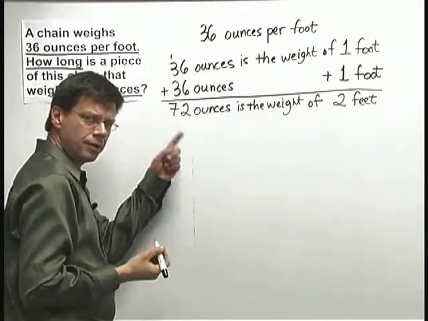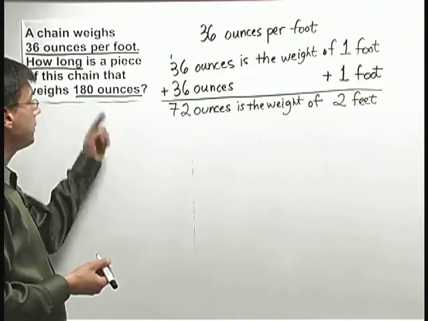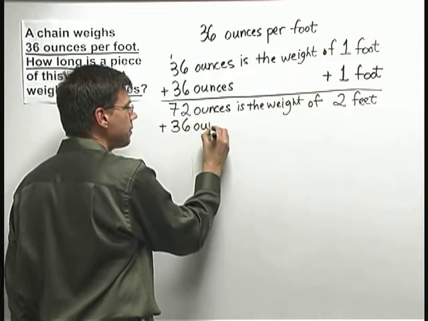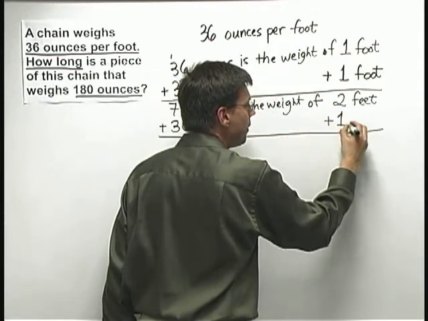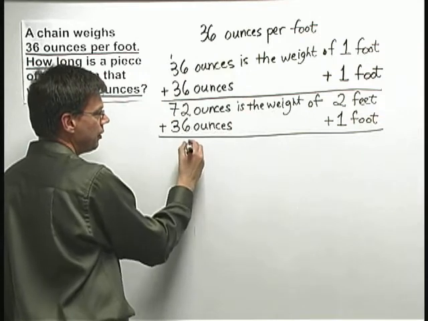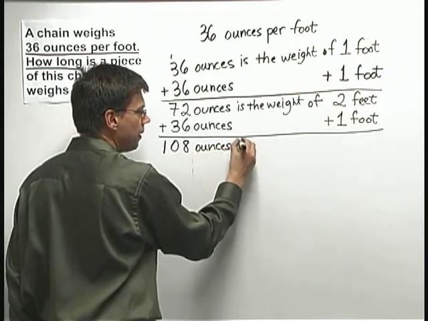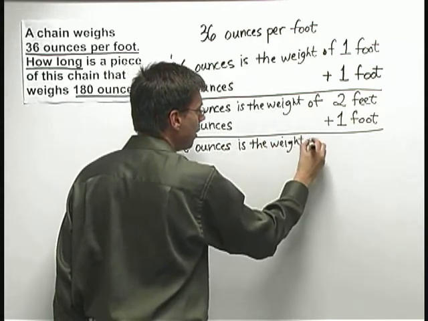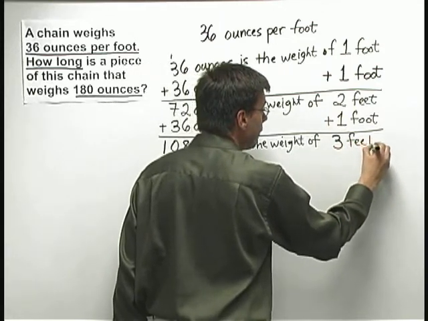Now that's more. Let's just keep adding on 36 ounces till we get to that 180 ounces that we're trying to reach. So I'll add on another 36 ounces. That means I'm adding on another foot to the chain. 72 plus 36 is 108 ounces, which is the weight of 2 plus 1 more foot, that's 3 feet of chain.